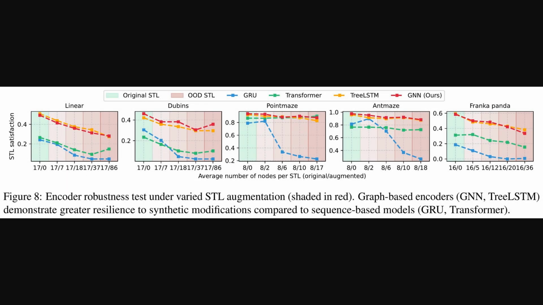Okay, so after seeing that graph neural networks handle validation data well, Figure 8 here really digs into encoder robustness. It shows how different encoders perform when faced with signal temporal logic instructions that have been synthetically modified or augmented, basically made more complex or different from the original training set. The plots show signal temporal logic satisfaction across those same 5 environments. The key thing to notice is that the graph neural network and Tree LSTM, the red and yellow lines, maintain higher satisfaction as the instructions become more complex, especially in the red shaded area representing out-of-distribution Signal Temporal Logic, which are instructions significantly different from what they were trained on. This really highlights their resilience.